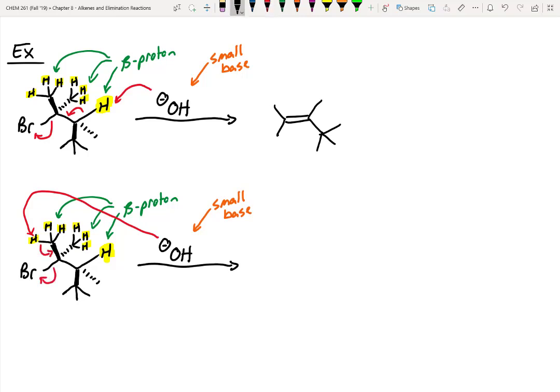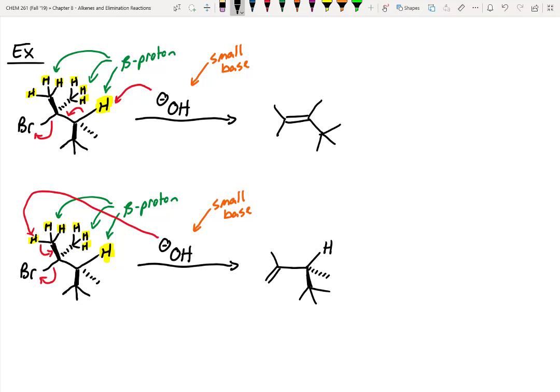So let's try to determine what this would look like. All right, so if we do that, that means that we would have a double bond over here and then a methyl group. Then over here, nothing else has really changed. Does that make sense so far?